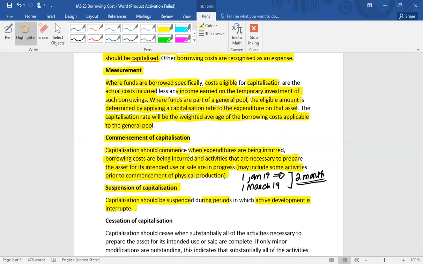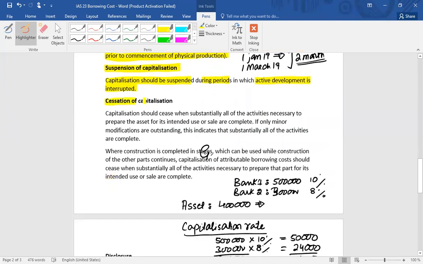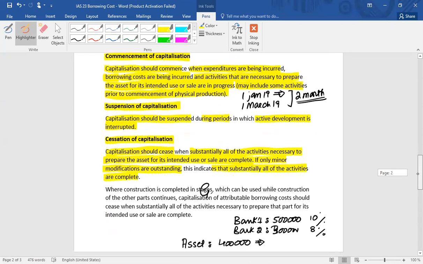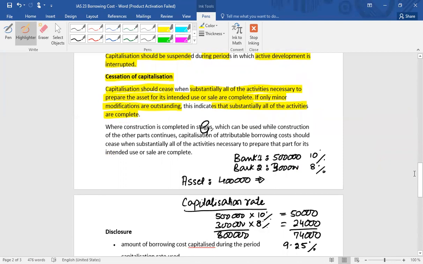Now you have to see whether that suspension is already predicted or already known. If such suspension is already known, you know that such suspension will take place, then the capitalization process will continue. And if it is some abnormal activity that created a suspension, in such a case, there will be suspension of capitalization and interest will be charged in the profit and loss account. Similarly, the cessation of capitalization. The capitalization of interest should cease when substantially all of the activities necessary to prepare the asset are complete. If only minor modification is needed, this indicates substantially all of the activities are complete. And if still the amount is outstanding, then interest would be charged in the profit and loss account.